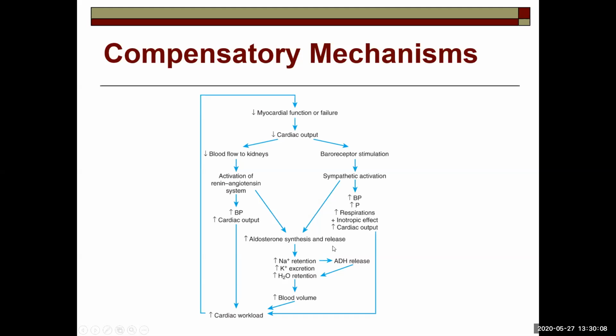So both systems can activate the aldosterone system, and the aldosterone will increase the reabsorption of sodium. So you have sodium retention, potassium excretion, water retention. ADH will be released eventually to get rid of that water retention, and that would increase the blood volume, because of the retention of sodium and water. And that increases the cardiac workload eventually.